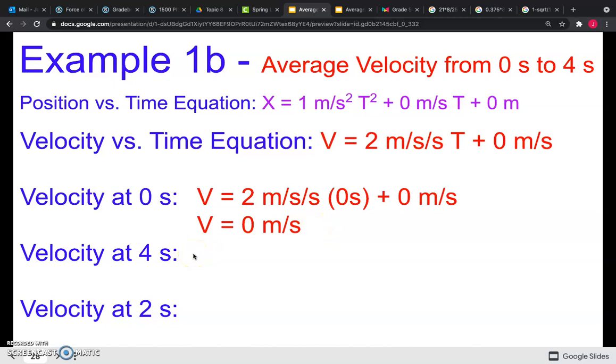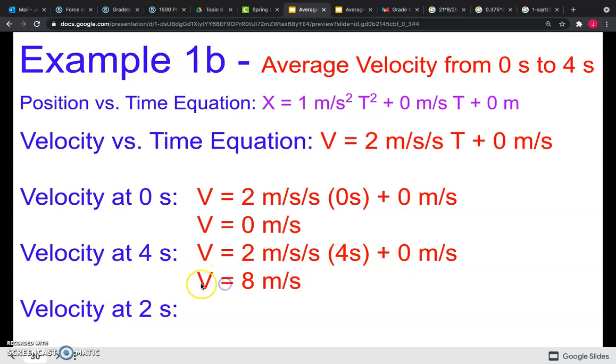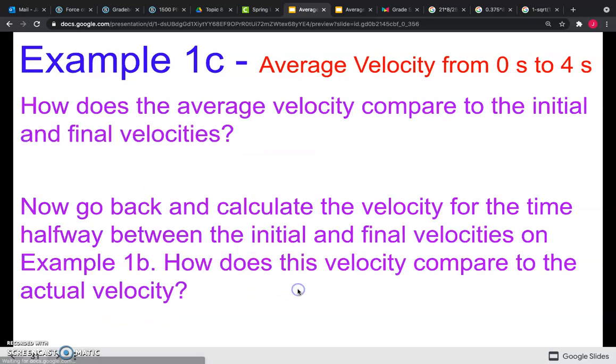Okay, and so then for the velocity at 4 seconds, we're going to do the exact same thing, except now we're going to put in 4 seconds for the time. 2 times 4 is 8, plus 0 is going to be 8. So the final velocity is going to be 8 meters per second. So the initial velocity was 0 meters per second. The final velocity was 8 meters per second.